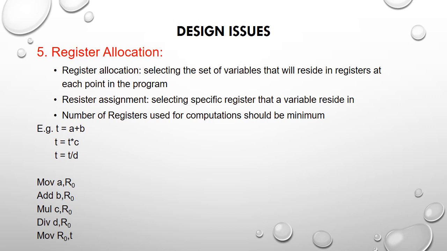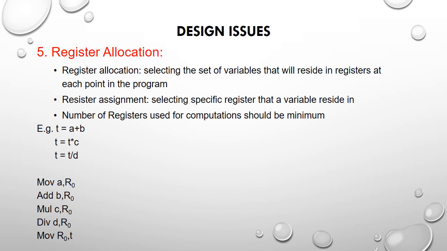Final design issue is the register allocation. Register allocation is about selecting the set of variables that will reside in the register at each point in the program. Each point means at each instruction we should be deciding what are the variables, and all those variables will go to which of the registers. Register assignment means selecting a specific register that a variable resides in.